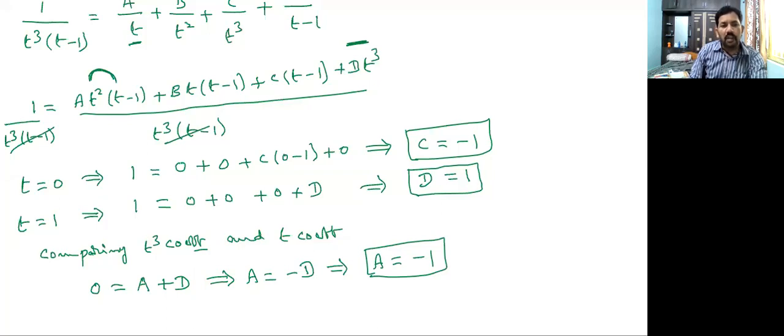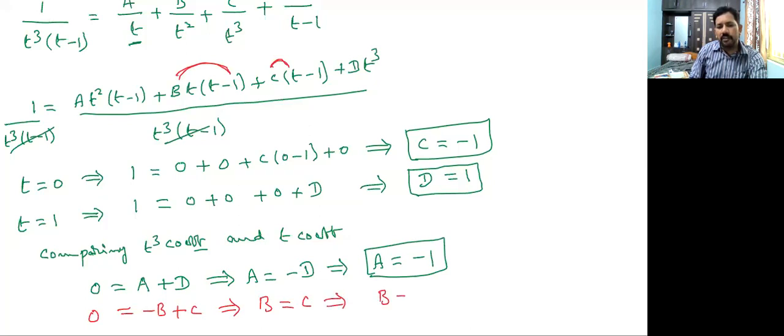Next, the t coefficient. Where is t possible after multiplication? Observe that. Multiplying these two, t is possible. On the left hand side there is no t, so that value is 0. Here will come −B, and here also the t coefficient is possible, plus C. Now what is B? B = C. Finally, the B value is −1.